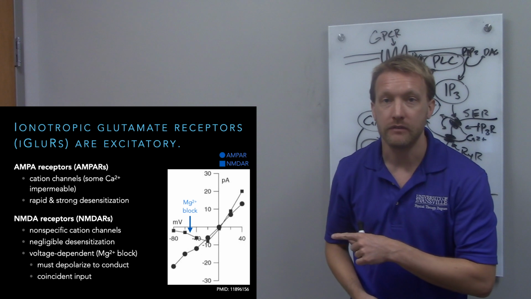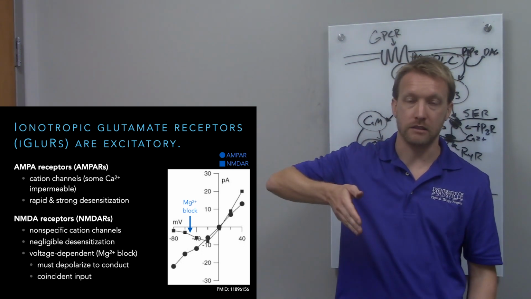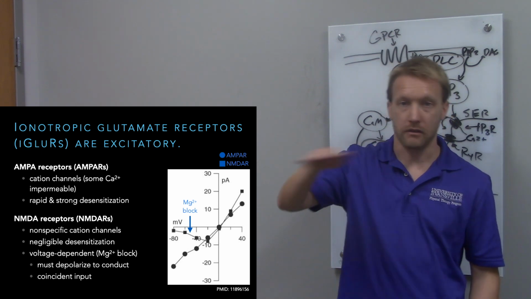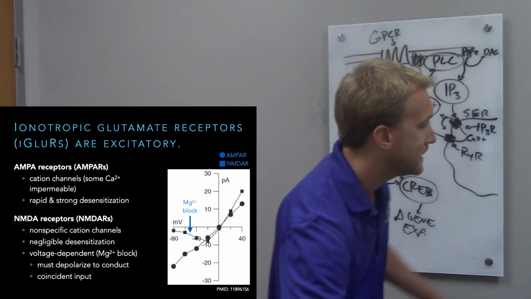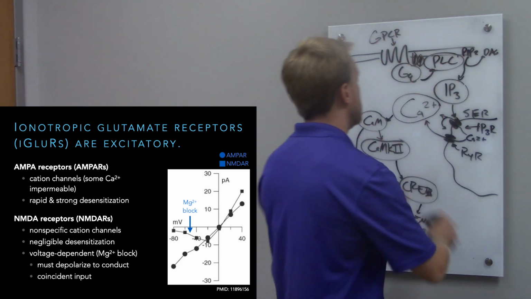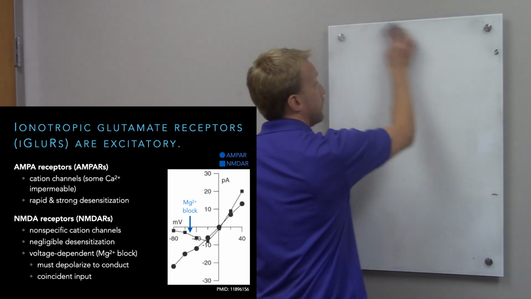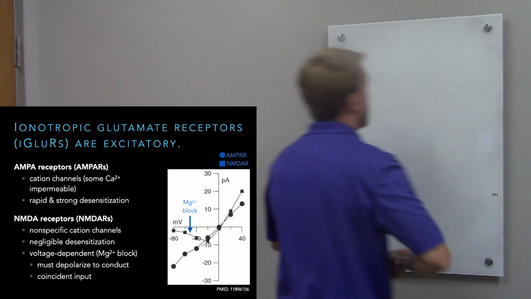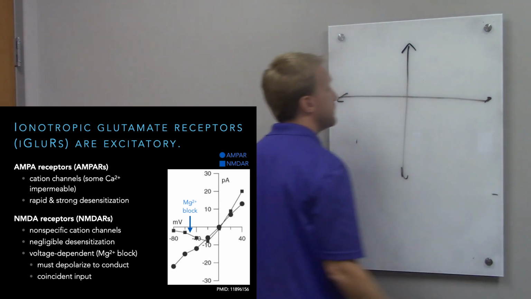Okay, have a look at this IV plot over here. So here we're looking at the current on the y-axis. They're varying voltage on the x-axis. AMPA receptors give you exactly what you'd expect. A nice linear IV curve. Now these are both non-specific cation channels, so they're going to reverse around 0 millivolts. Of course, that varies a bit from cell to cell.